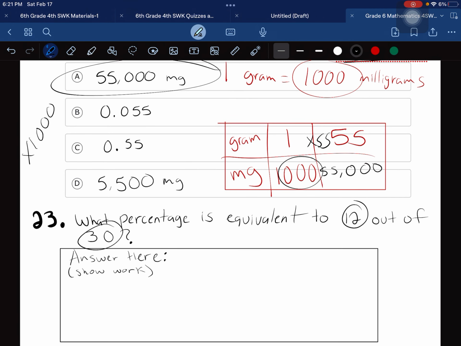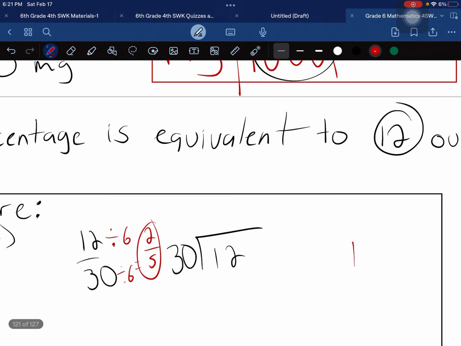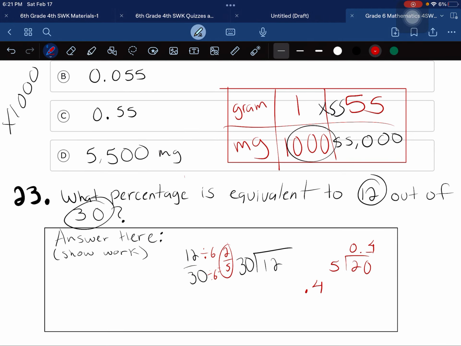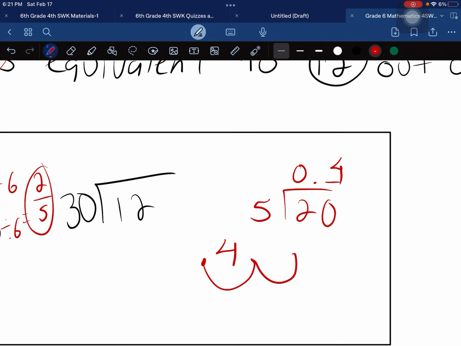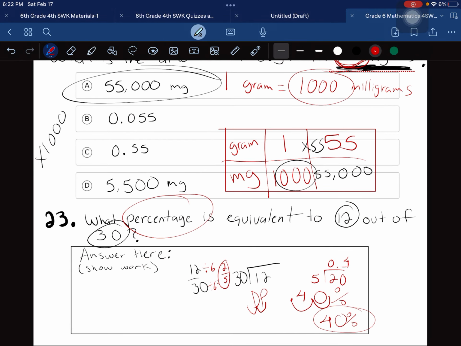What percentage is equivalent to 12 out of 30? Oh, that's easy. 12 out of 30 means let's divide right away. You can simplify first, but some people struggle with that. So, you could divide right away or simplify and then divide. And it should be pretty simple, pretty straightforward. So that's 0.4, but they're looking for percentage. So 1, 2 for Dr. Pepper. And if there's a blank, you add a 0. 40%.